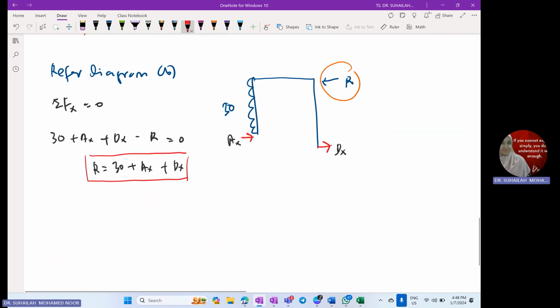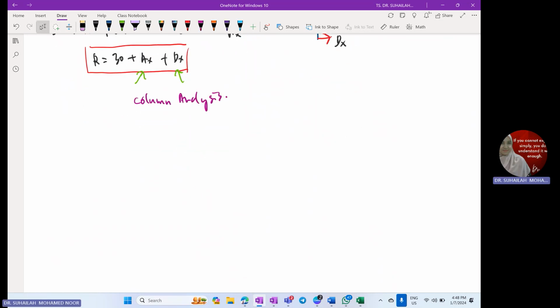Okay, so in order to calculate Ax and Dx, we use what we call column analysis. Okay, so we consider column AB.